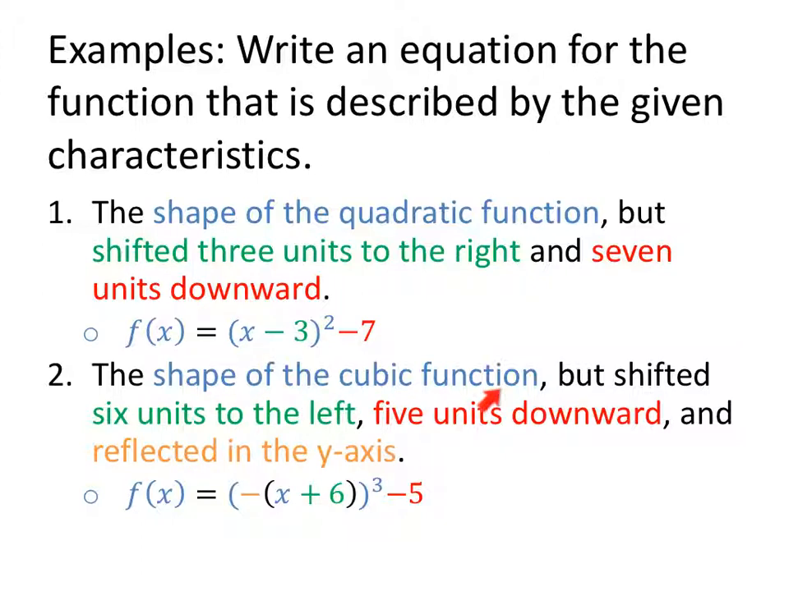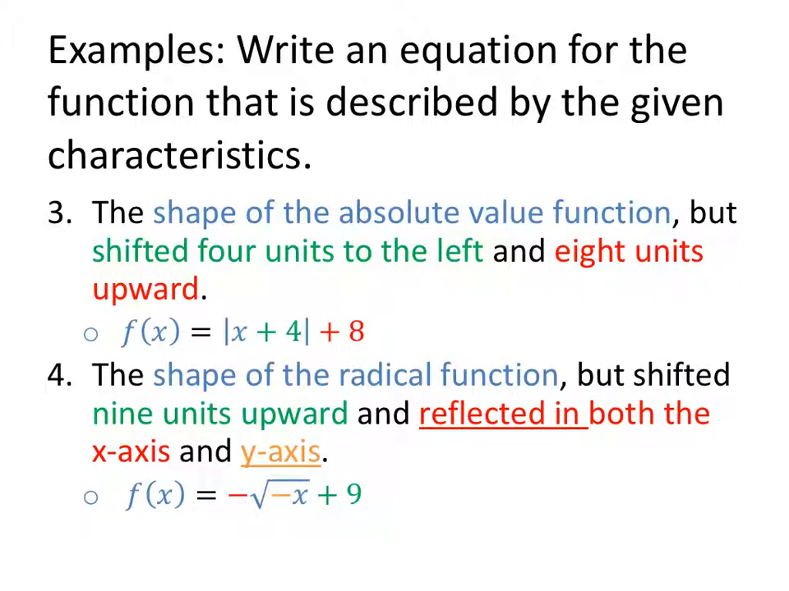The shape of the cube function, so f of x equals, and then I'm going to have some parentheses with x and cubed. Shifted 6 units to the left. 5 units downward, so I'm going to subtract on the outside after I finish the cube. And reflected in the y-axis. If it's reflected in the y-axis, it has to be inside the function, right? Reflected in the y-axis is horizontal, so it has to be inside the cube, and that's why I have this double set of parentheses. This negative can sometimes get a little confusing when we set up our functions with transformations.